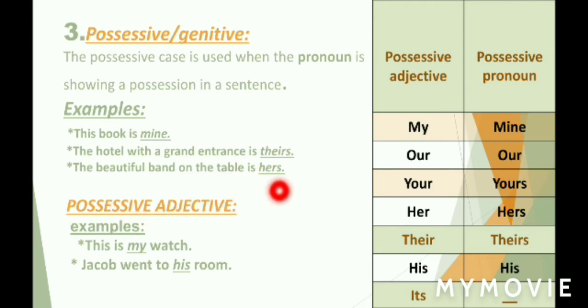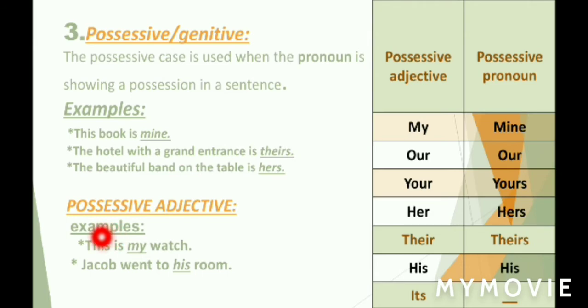Now, what is the difference between possessive pronoun and possessive adjective? Well, an adjective modifies a noun, that's why it is different from a possessive pronoun. Let's see the examples over here. This is my watch. Now, my is showing possession, but it is modifying watch as well. That's why this is a possessive adjective.